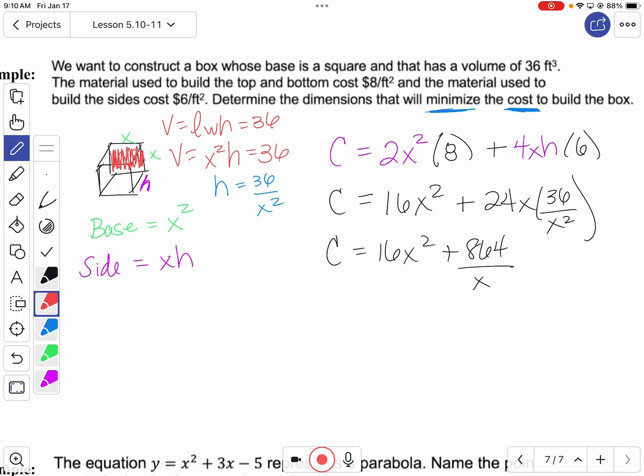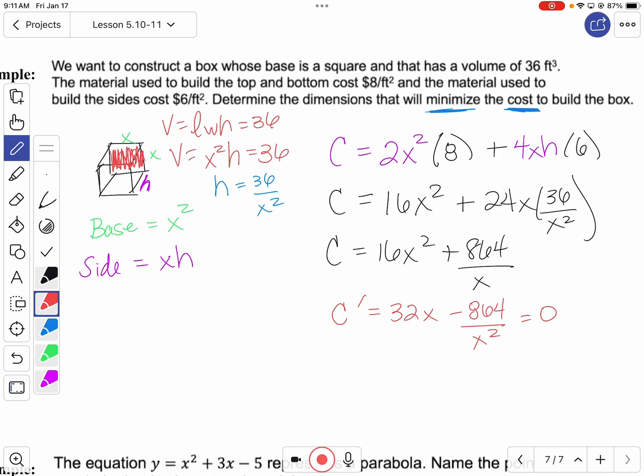Now that we have the function, that's the hard part. Let's do the derivative. So c prime, I'm going to get 32x. Let's see, that's going to be x to the negative 1, so minus 864 over x squared, or x to the negative 2. We're going to set it equal to 0. No, we don't want to solve that one.